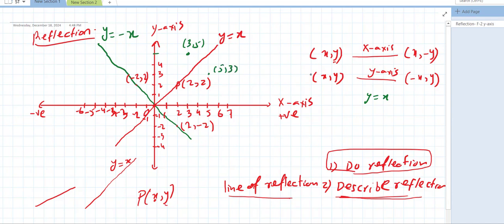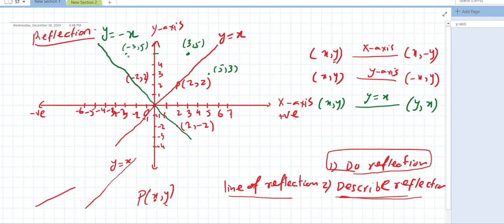So in other words, if you are doing the reflection in the line y is equal to x, the coordinates will flip. Y will become x, x will become y. You can see here it was 3, 5, and after reflection it became 5, 3. So it will flip. And what if it is something like this? Let's say the point is here. What are the coordinates of this point?